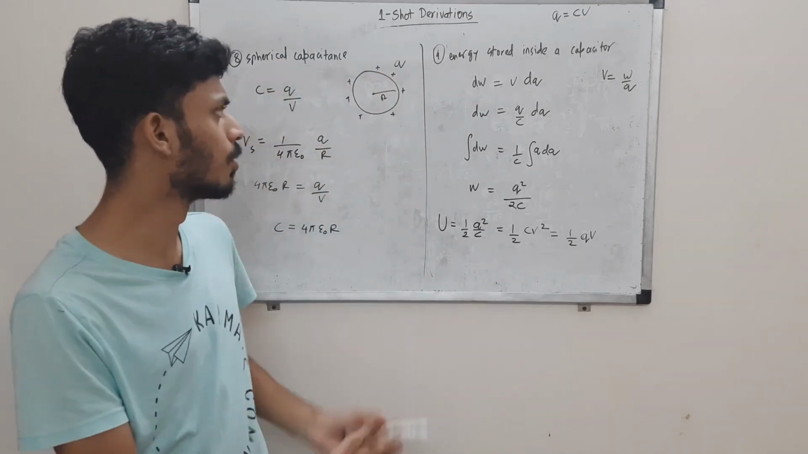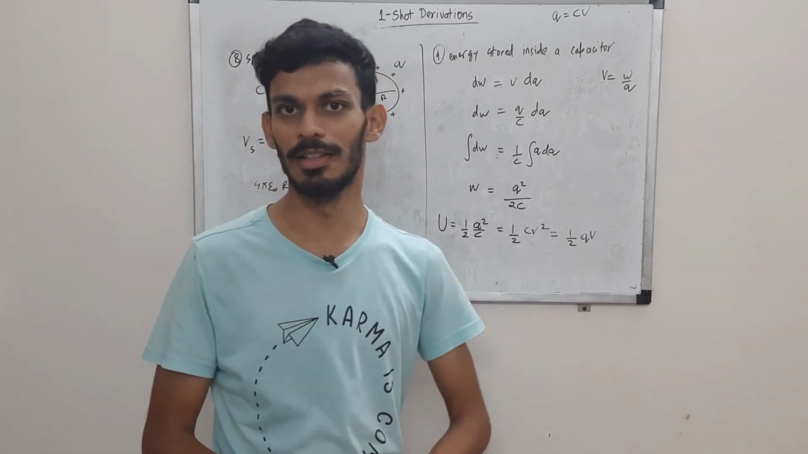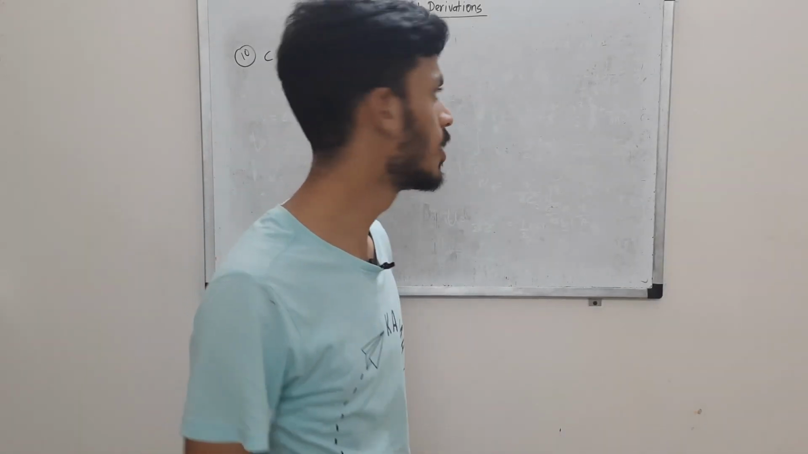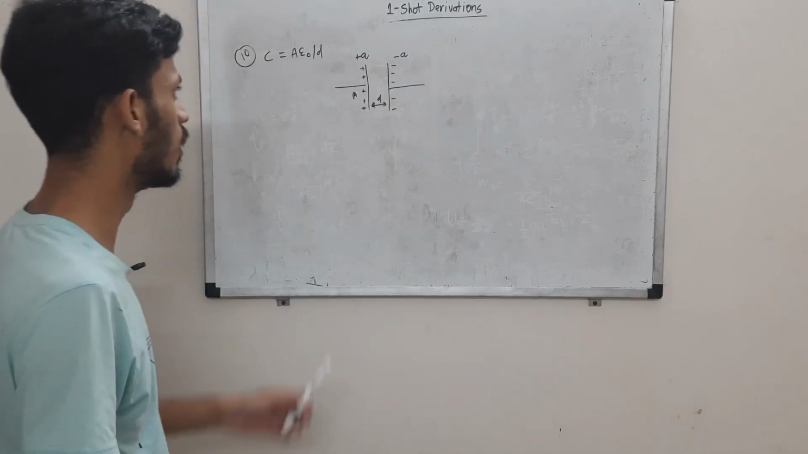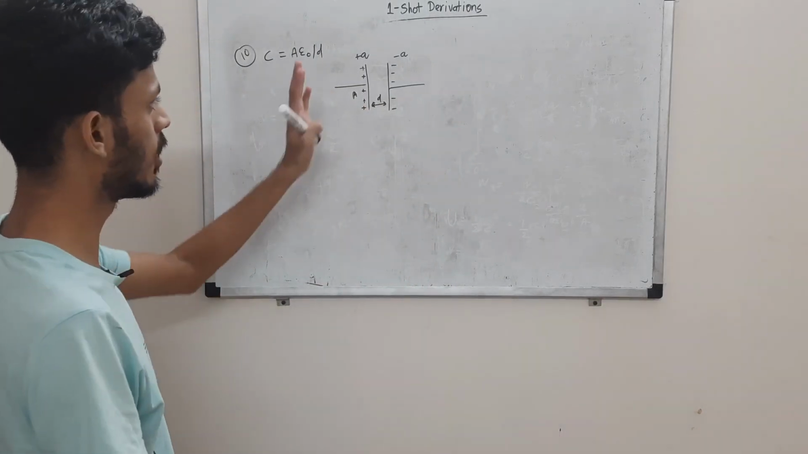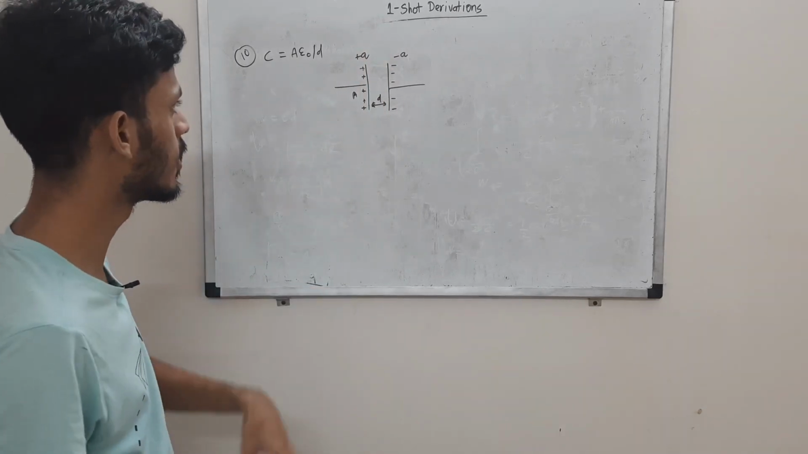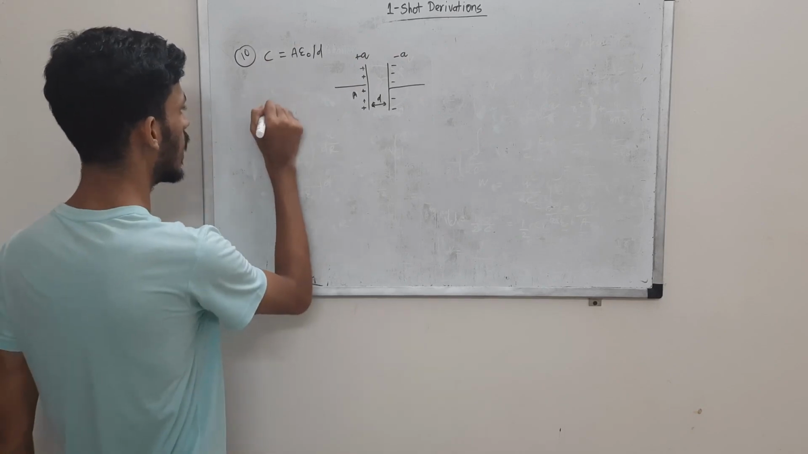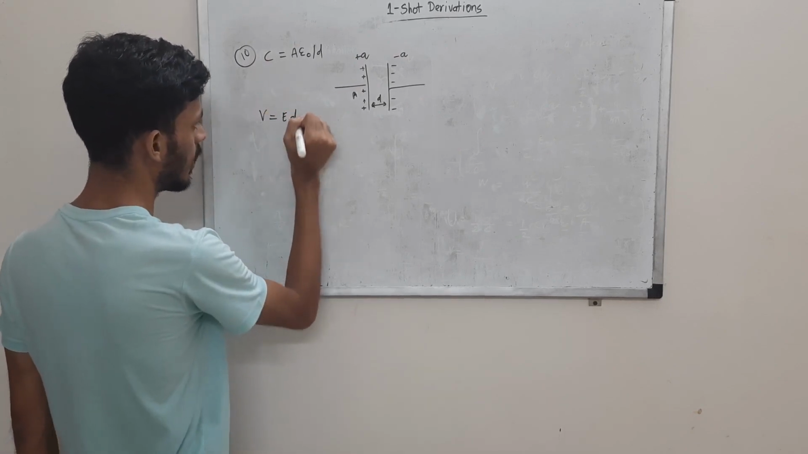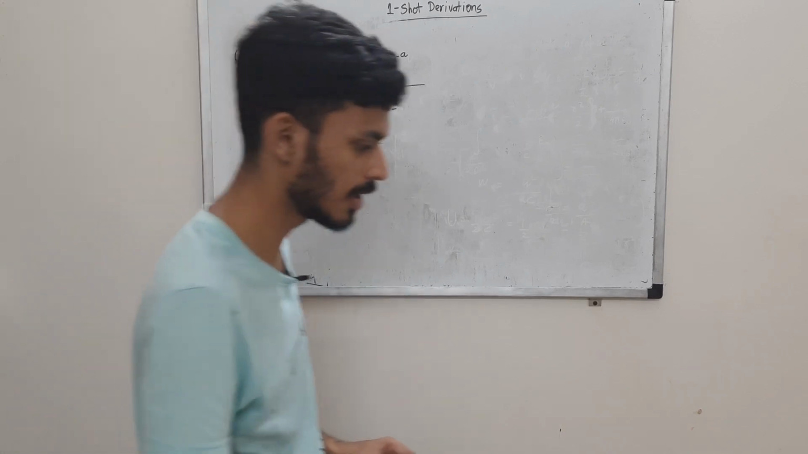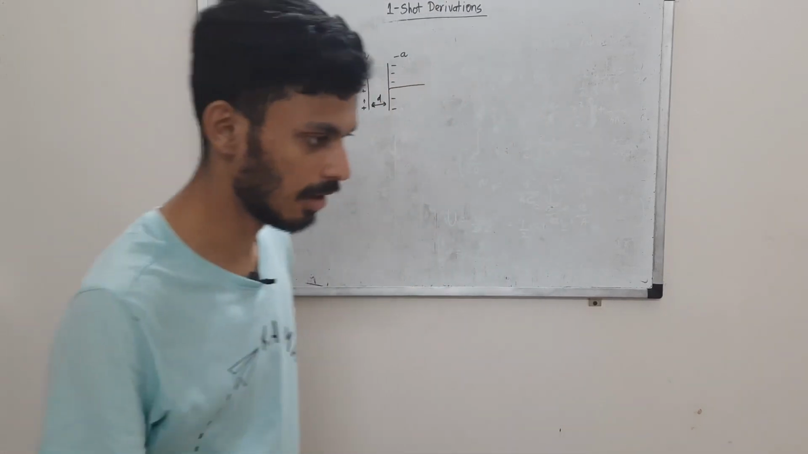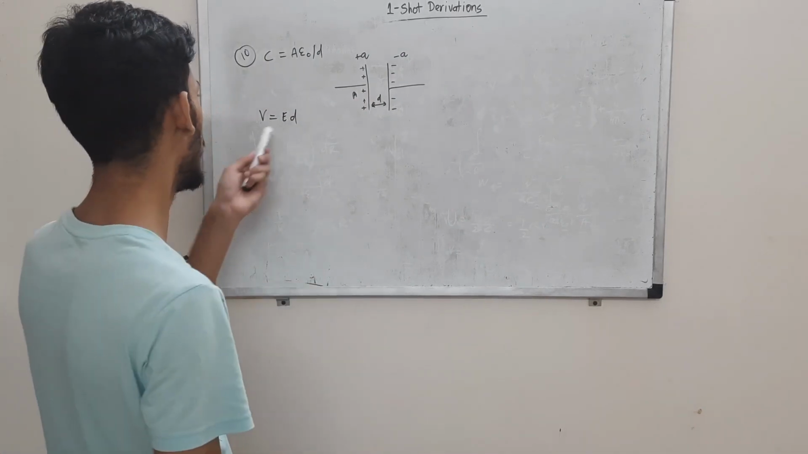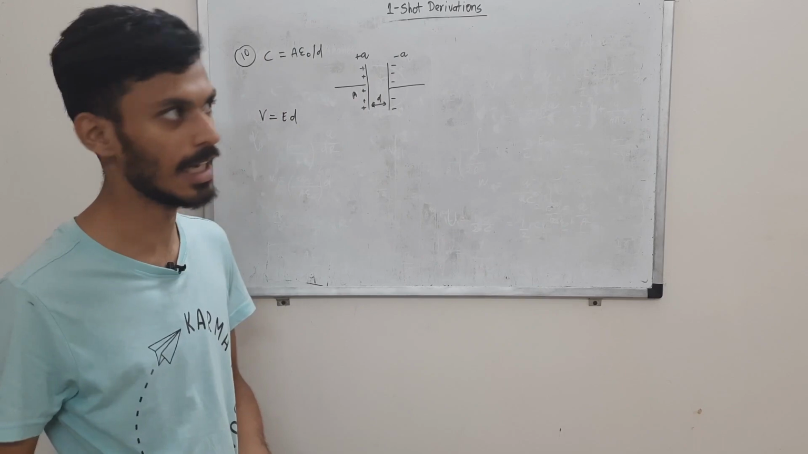So that's about capacitance. Let's move to the next derivation. Let us now discuss capacitance due to a parallel plate capacitor. Here we have a parallel plate capacitor. One plate is charged plus q, the other one is minus q. Plate area is A, distance of separation is d. Here the potential between the plates can be easily given as E into d. Of course V is minus integral E dot dr, but here the field is constant, so you can directly use this relation, V is equal to E times d.